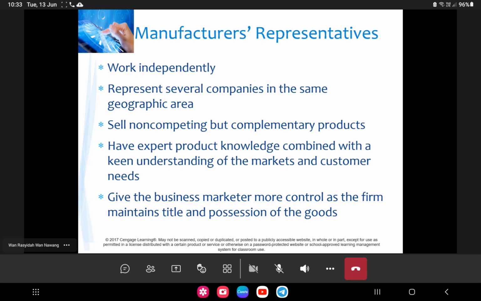Okay, manufacturers pula, they work independently. Represent several companies in the same geographic area. Sell non-competing but complementary products. Have expert product knowledge combined with a keen understanding of the markets and customer needs. Give the business marketer more control as the firm maintains title and possession of the goods. So manufacturers ni dia lebih besar lah role dia as compared to the distributors tadi.